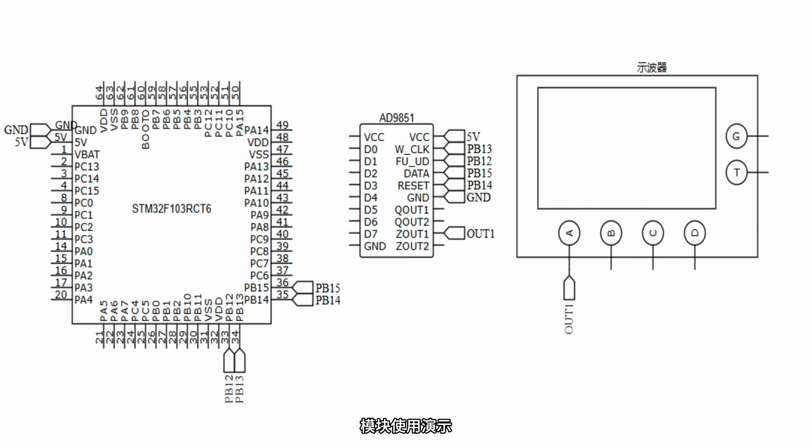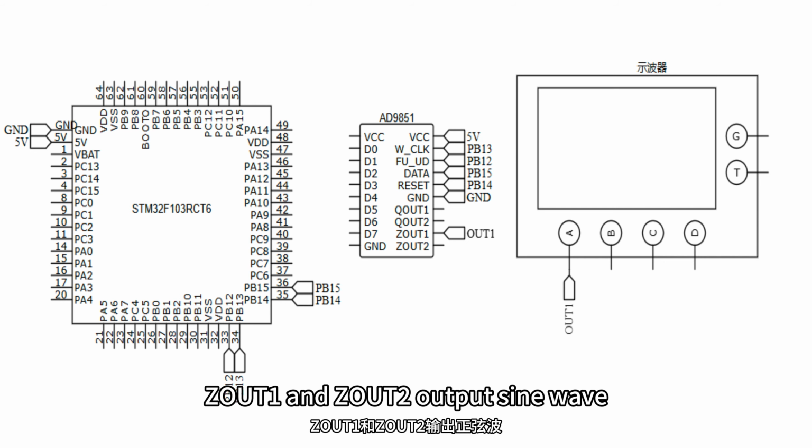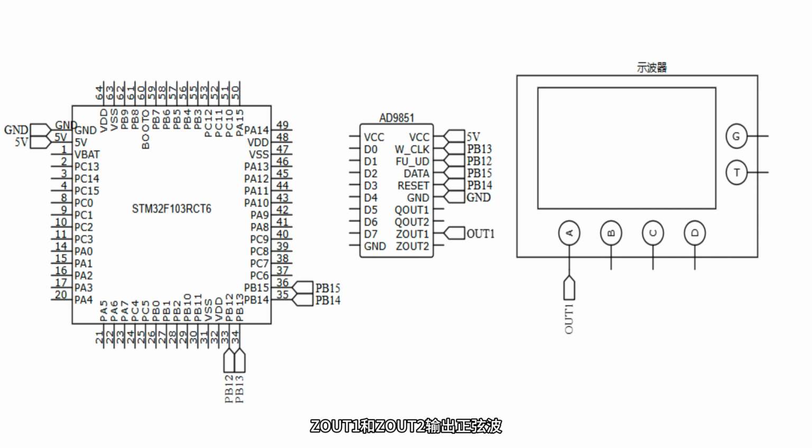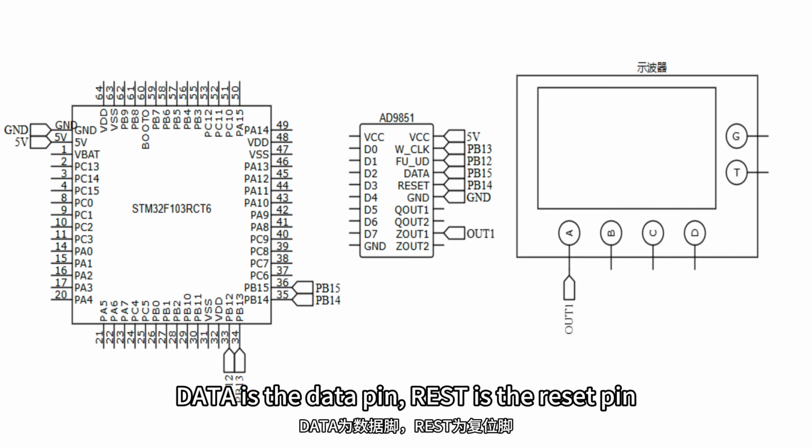Module usage demo. The connection is shown in the figure. QOUT1 and QOUT output square waves. ZOUT1 and Z output the sine wave. W_CLK is the clock line, FQ_UD is the frequency update pin. Data is the data pin, and rest is the reset pin.